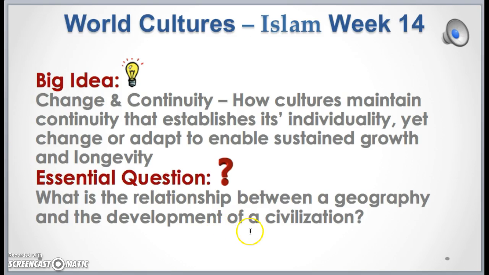Changing continuity. How do cultures maintain continuity that establishes its identity or individuality, yet change or adapt to establish sustained growth and longevity? The essential question that you will focus on: what is the relationship between a geography and the development of a civilization?